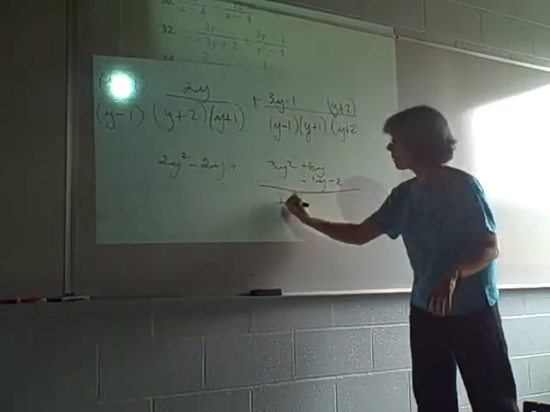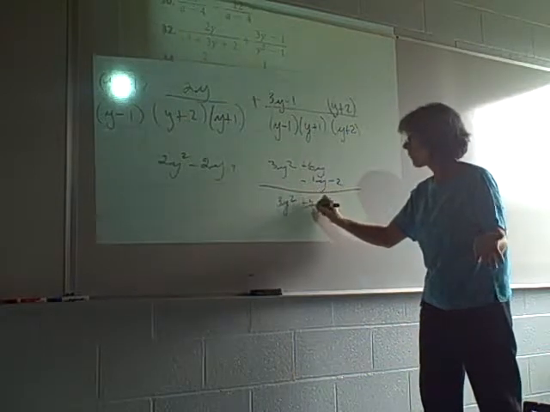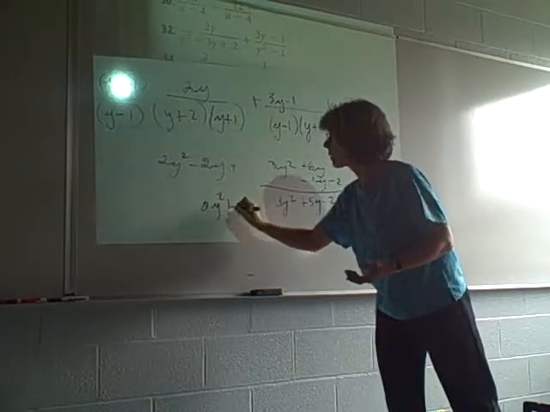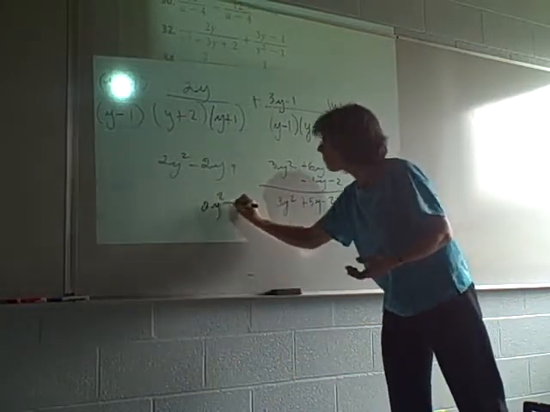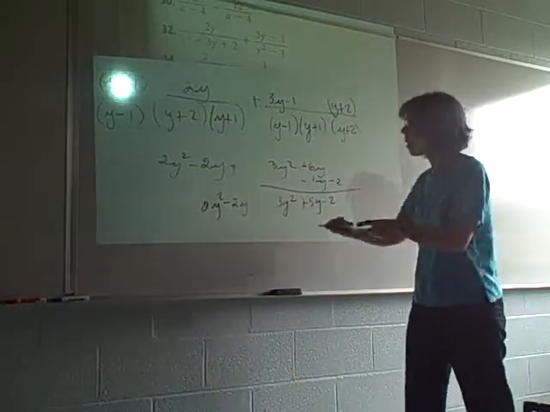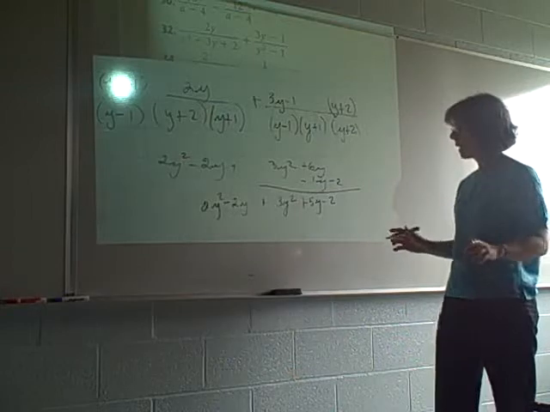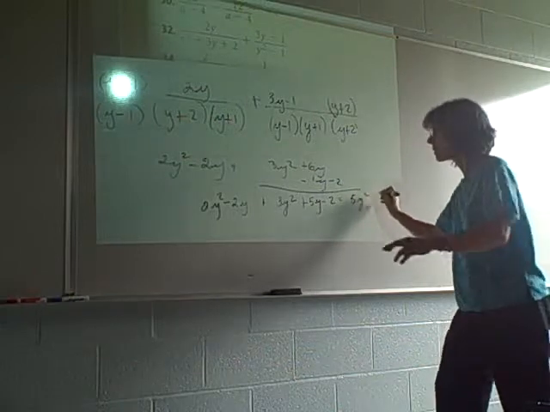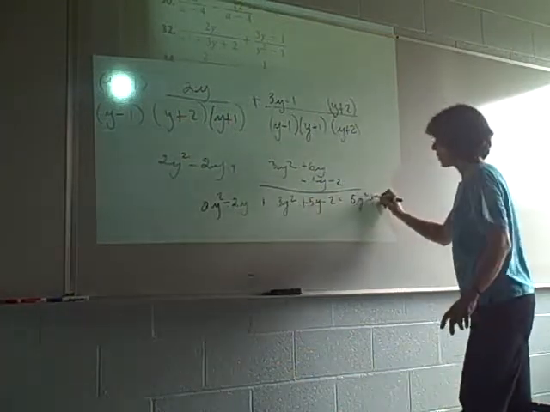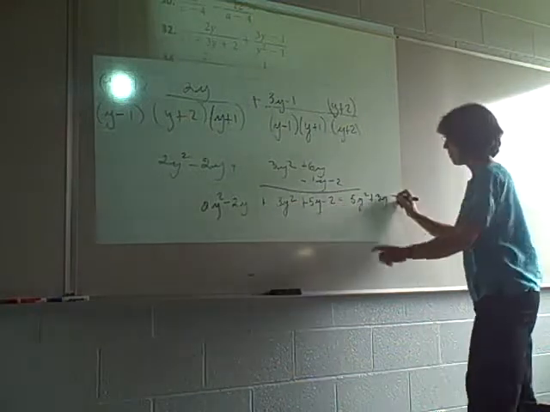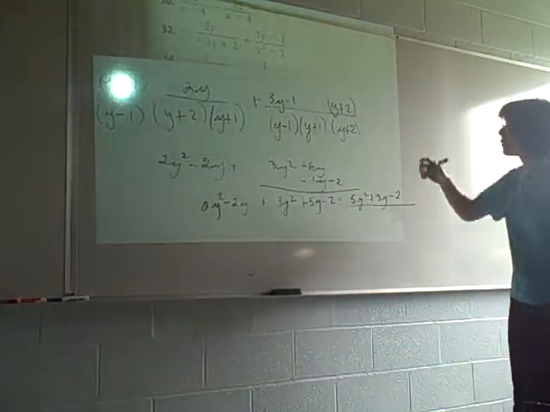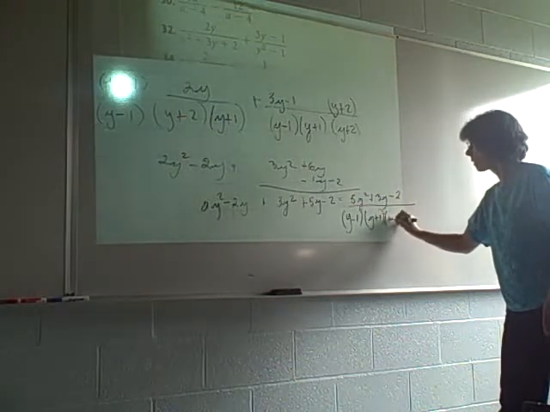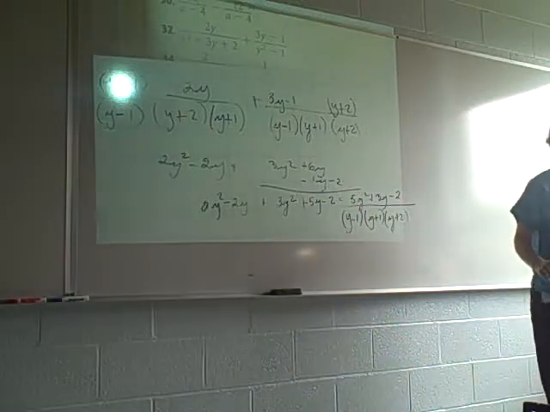So what do I have? 3y squared plus 5y minus 2 plus 2y squared minus 2y. And this is all over that, but I'm not dealing with that right now. So I'm going to have 5y squared plus 3y minus 2, and that's all over this, right? Okay, so far so good?